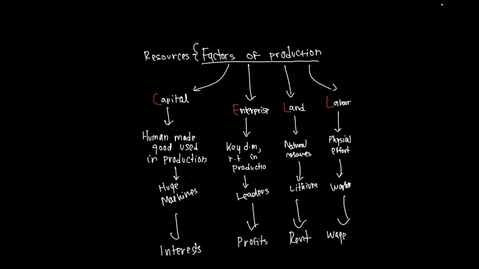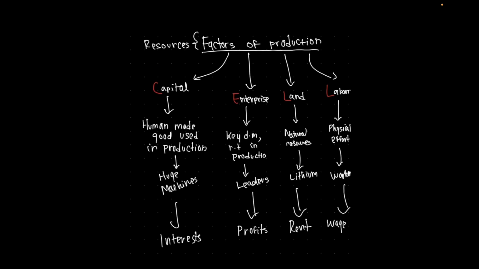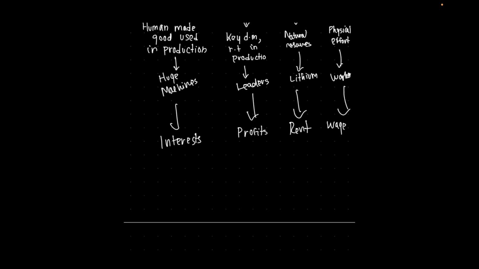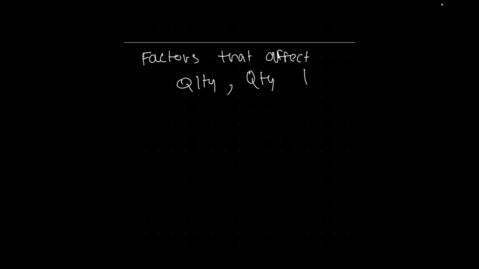Moving on. Now we've seen what the four factors of production are and how they're rewarded, along with examples of them in relation to the iPhone example that we saw earlier. Now let's look at factors that affect the quality and the quantity of these factors of production. So this is basically all the factors that affect the quality and the quantity of factors of production.